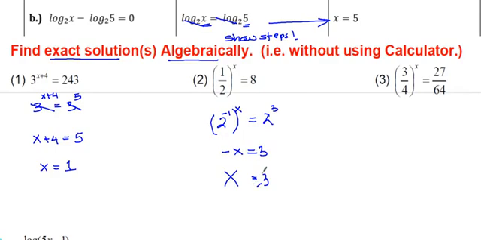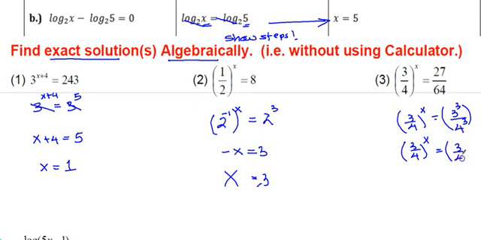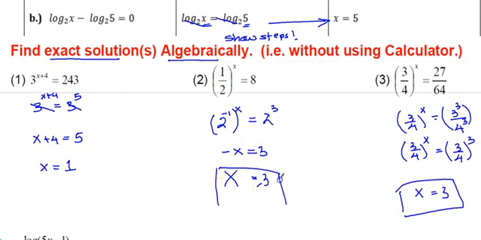Some are very easy ones. Think about this. What's the connection between 27 and 3, and 64 and 4? So (3/4) to the x. We are rewriting this as 3 to the 3rd and 4 to the third, which is the same as (3/4) to the third, and I can say x is equal to 3. These are my answers.